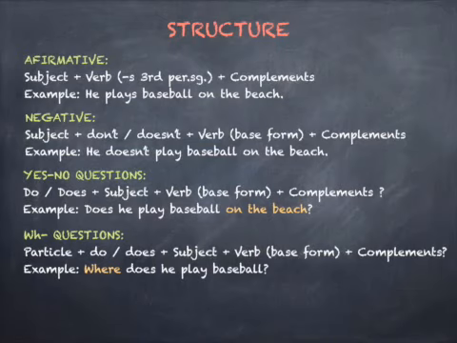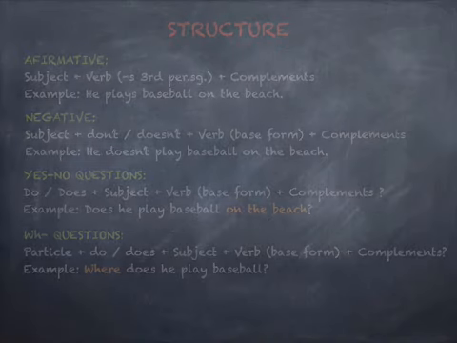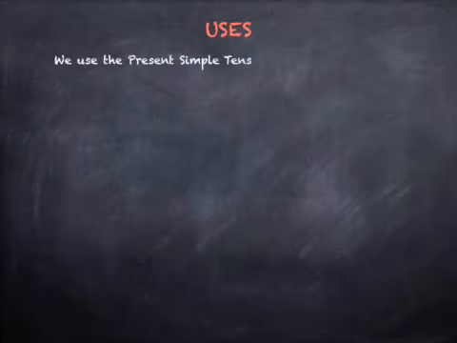Where does he play baseball? He plays baseball on the beach. We have completed the whole cycle and revised the structure of a present simple sentence. But how and when do we use the present simple in English? In English, we use the present simple tense to talk about three different things.